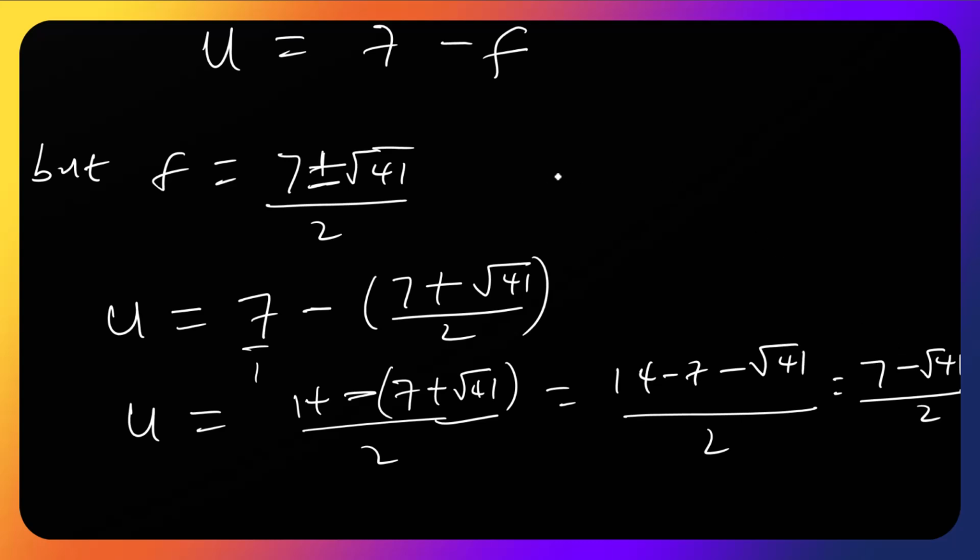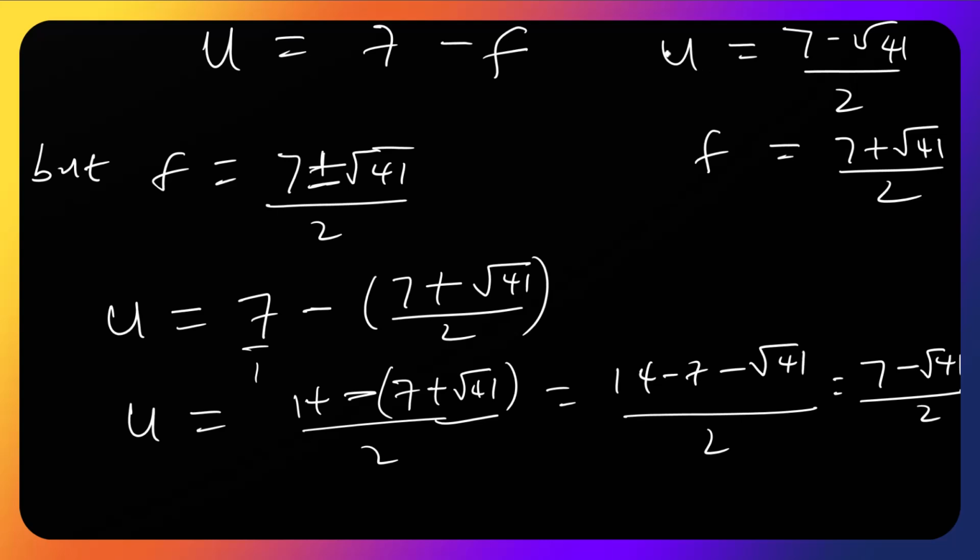It means when u is 7 minus square root of 41 on 2, f will be 7 plus square root of 41 on 2, and vice versa. So you can prove the other one, you get the same thing. All right, so we can conclude by saying minus plus, and we have plus minus. So plus minus, minus plus. Okay.